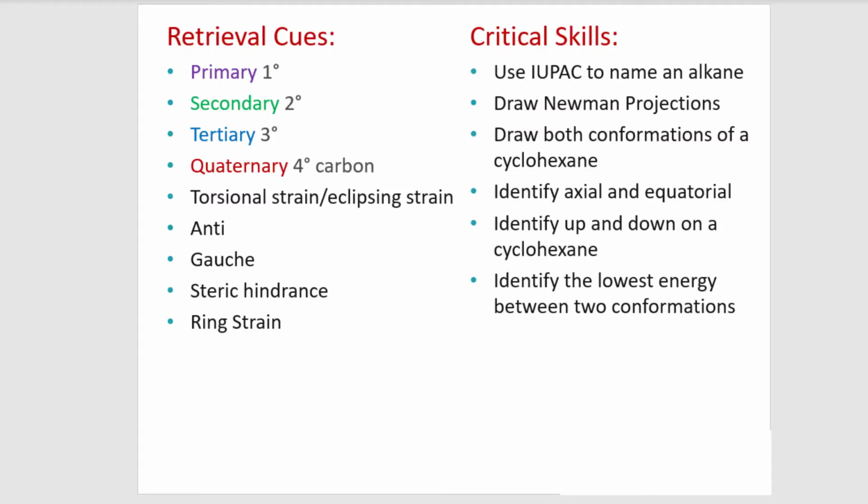So here's a list of your critical skills and retrieval cues from this chapter. This is a doozy, and it's a very 3-dimensional chapter. So make sure that you have got those critical skills mastered at the end of chapter 4.